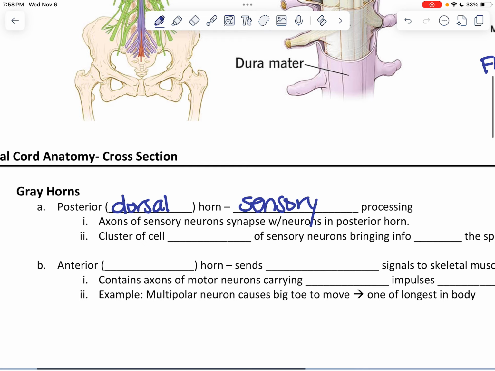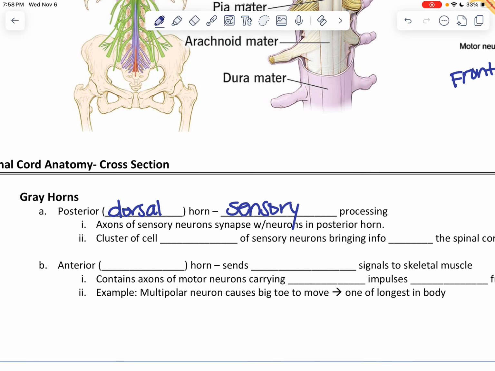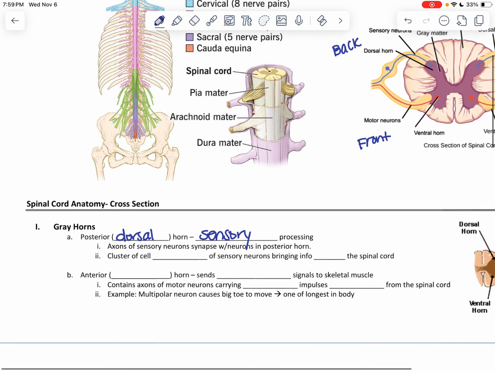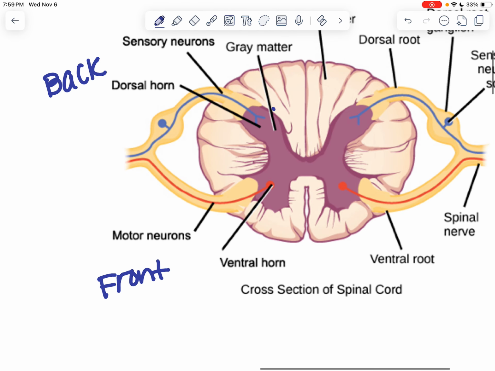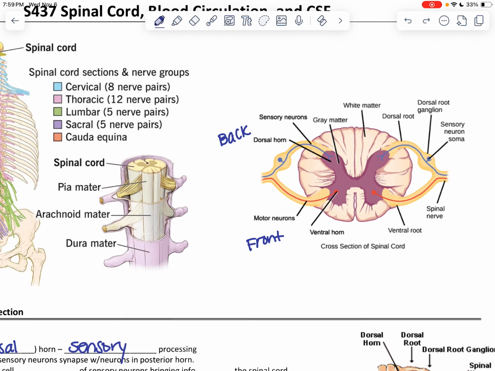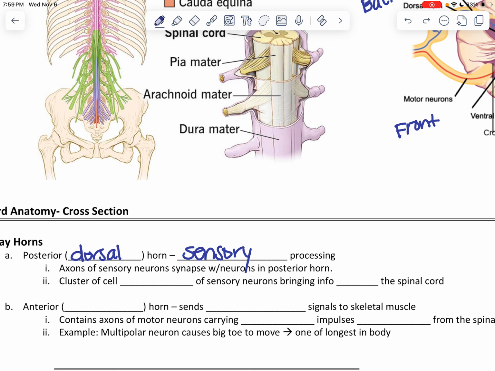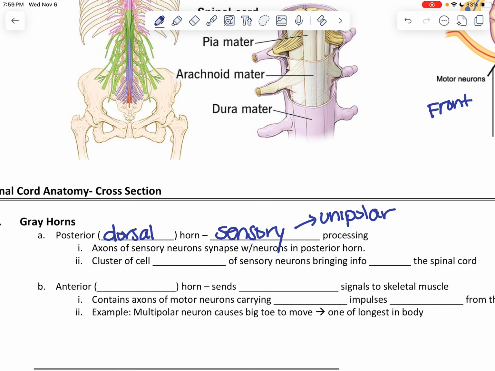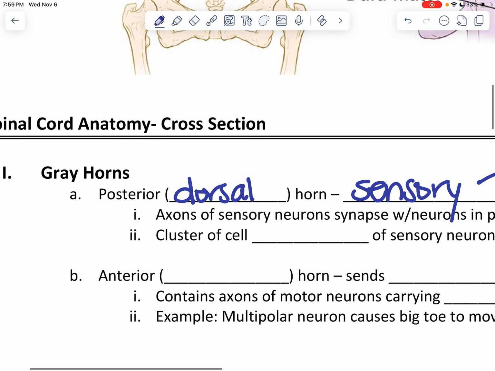So the axons of the sensory neurons will synapse with the neurons in the posterior horn. You can see here, here's the posterior horn, and here's another side, symmetrical. Okay, so sensory. That's why we typically think they're unipolar, with an exception of a few of our senses that are bipolar neurons. So we talk about these gray horns being a cluster of cell bodies.